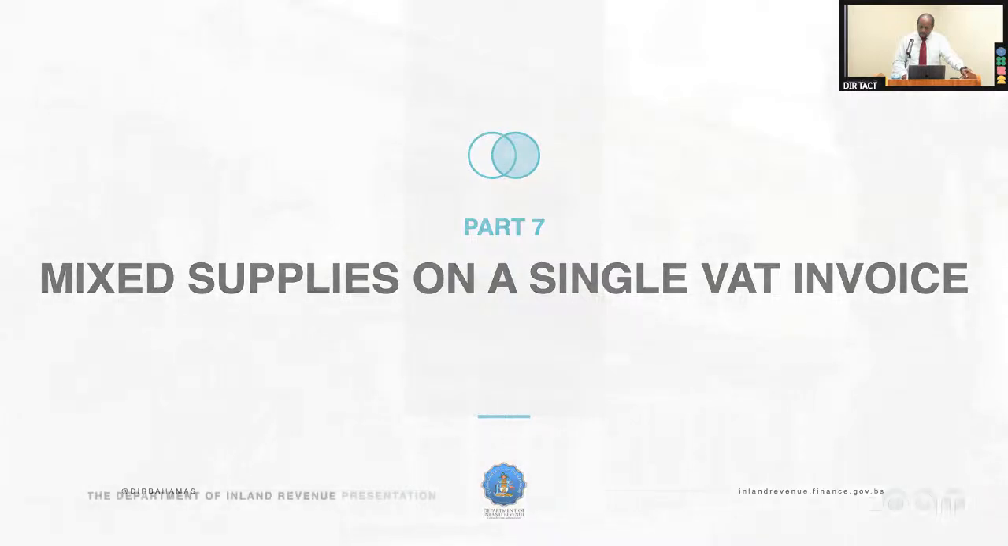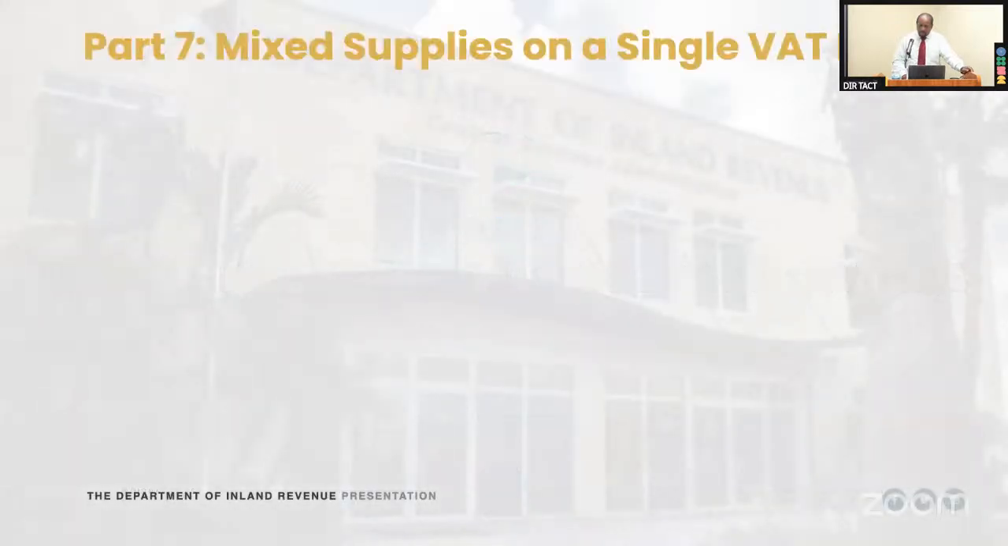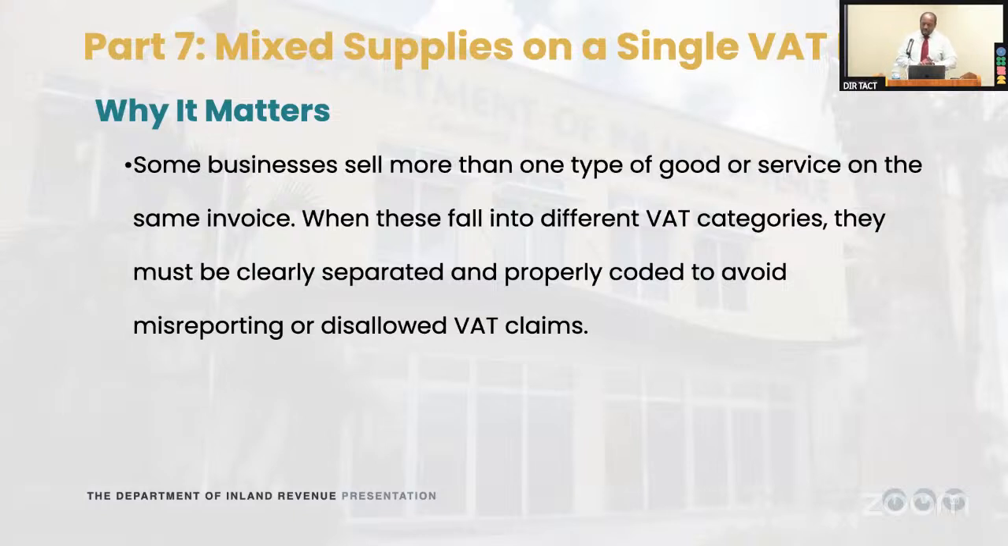Okay, so let's look at it real quick. Mixed supplies on a single VAT invoice, and why it matters. Some businesses sell more than one type of good or service on the same invoice. When these fall into different VAT categories, they must be clearly separated and properly coded to avoid misreporting or disallowed VAT claims. Now, this is especially important to us now.